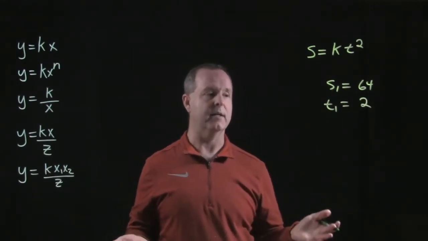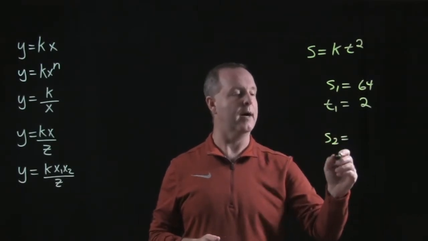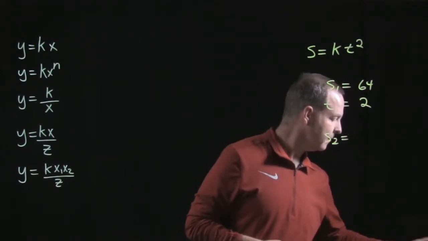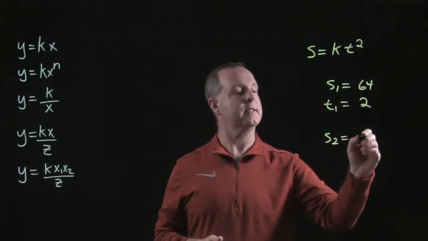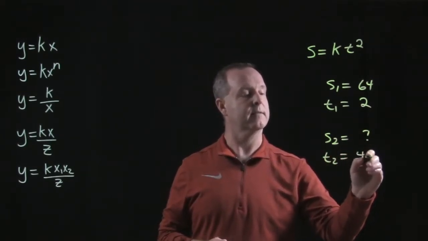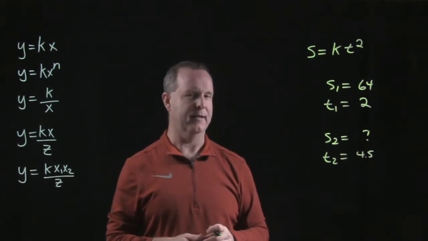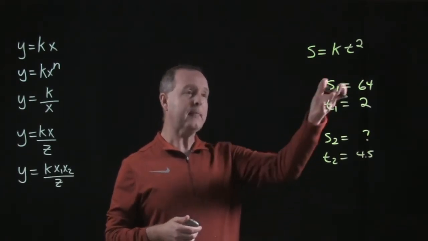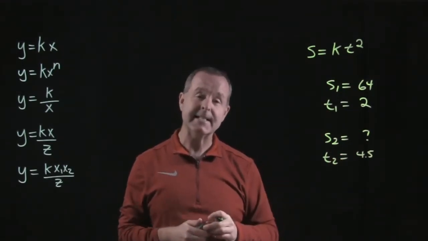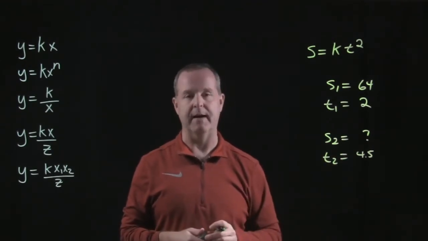My second set of criteria is I'm curious about what's the distance after 4.5 seconds? I want to make sure I get my numbers right so we don't hurt somebody with a bad chute deployment. So how can we tell that? What's that distance that the person will fall after 4.5 seconds?